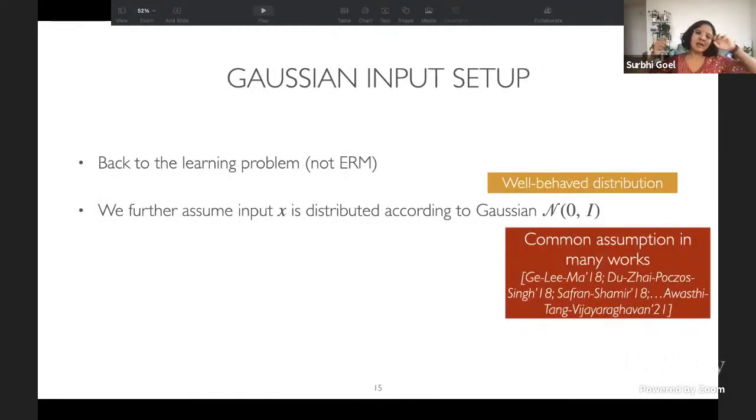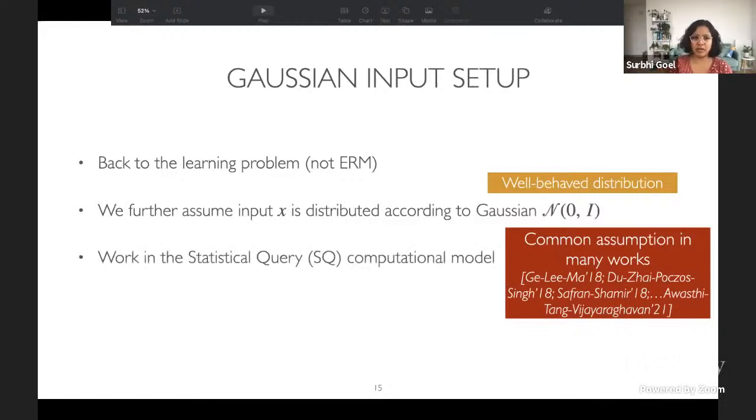Apart from the fact that it's a well-behaved distribution, another motivation to study the Gaussian distribution, you may ask why we should look at the Gaussian input distribution, is that there's a lot of work in the neural net learning theory literature that assumes that the input is Gaussian, and then they make other additional assumptions, and they're able to get some positive results because, since the input distribution is Gaussian, you can actually get closed-form values of what the gradient is going to look like, and it's easier to work with them. So this is a natural assumption to look at.